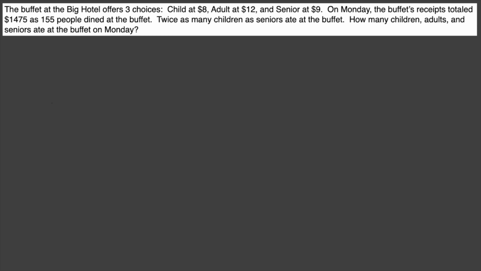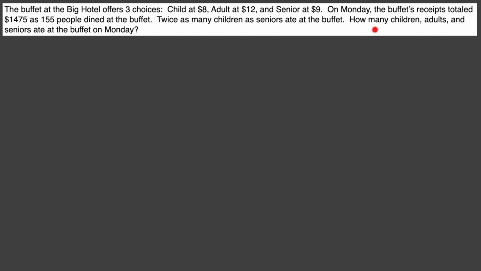Hey Kooks, this question says the buffet at the big hotel offers three choices: child at $8, adult at $12, and a senior at $9. On Monday, the buffet's receipts totaled $1,475 as 155 people dined at the buffet, twice as many children as seniors ate at the buffet. How many children, adults, and seniors ate at the buffet on Monday?